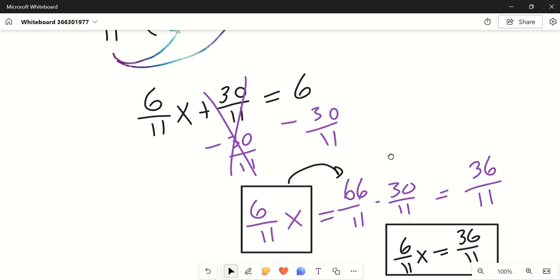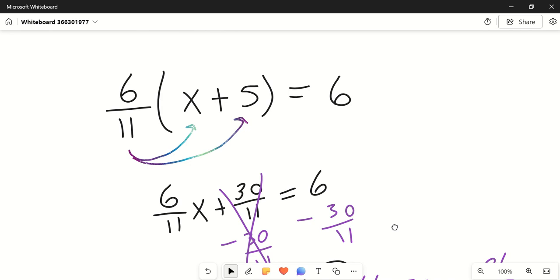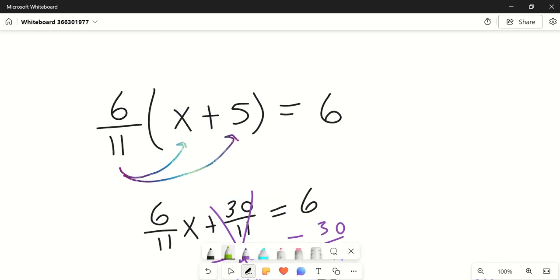Okay. Walking it back from the beginning. This was our equation to start with. We distributed the 6/11 to make this 6/11 x, and then 6/11 times 5, when we did it, and I erased the work, unfortunately, became 30/11, because 6/11 times 5/1 became 30/11. Okay?